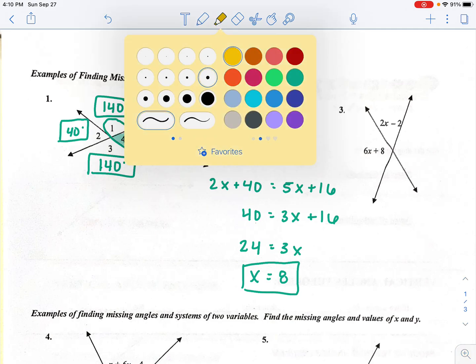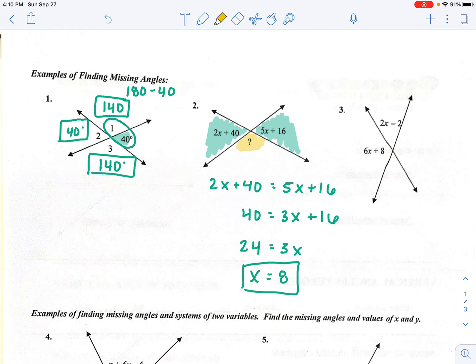But is that what we wanted to find? No, we're wanting to find this angle here. How are we going to find that now? Yeah, we're going to plug in 8. So I have here 2 times 8 plus 40. 2 times 8 is 16, 16 plus 40 is 56. How are we going to find that missing angle then? You're right, we could do 180 minus 56. What is 180 minus 56? 124.